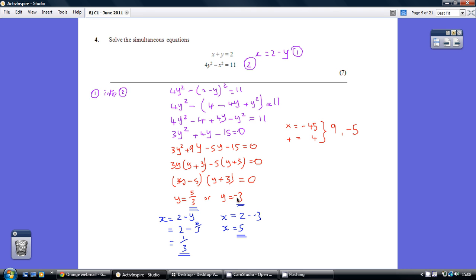Take these y values, substitute them back into either of these, but clearly the linear one's easier, so I've in fact substituted it into this, with x being 2 minus whatever y is, giving us these x values.